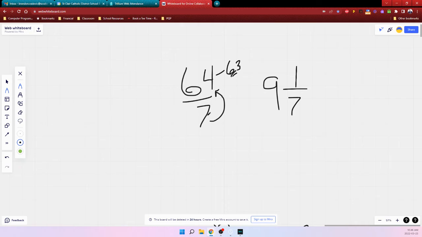Again, I can't stress the importance of kids knowing this because as we move into multiplication and division of fractions, we're going to need to know how to work with improper and mixed fractions, even as we start doing addition and subtraction. So if you could please work with your child, that would be awesome.